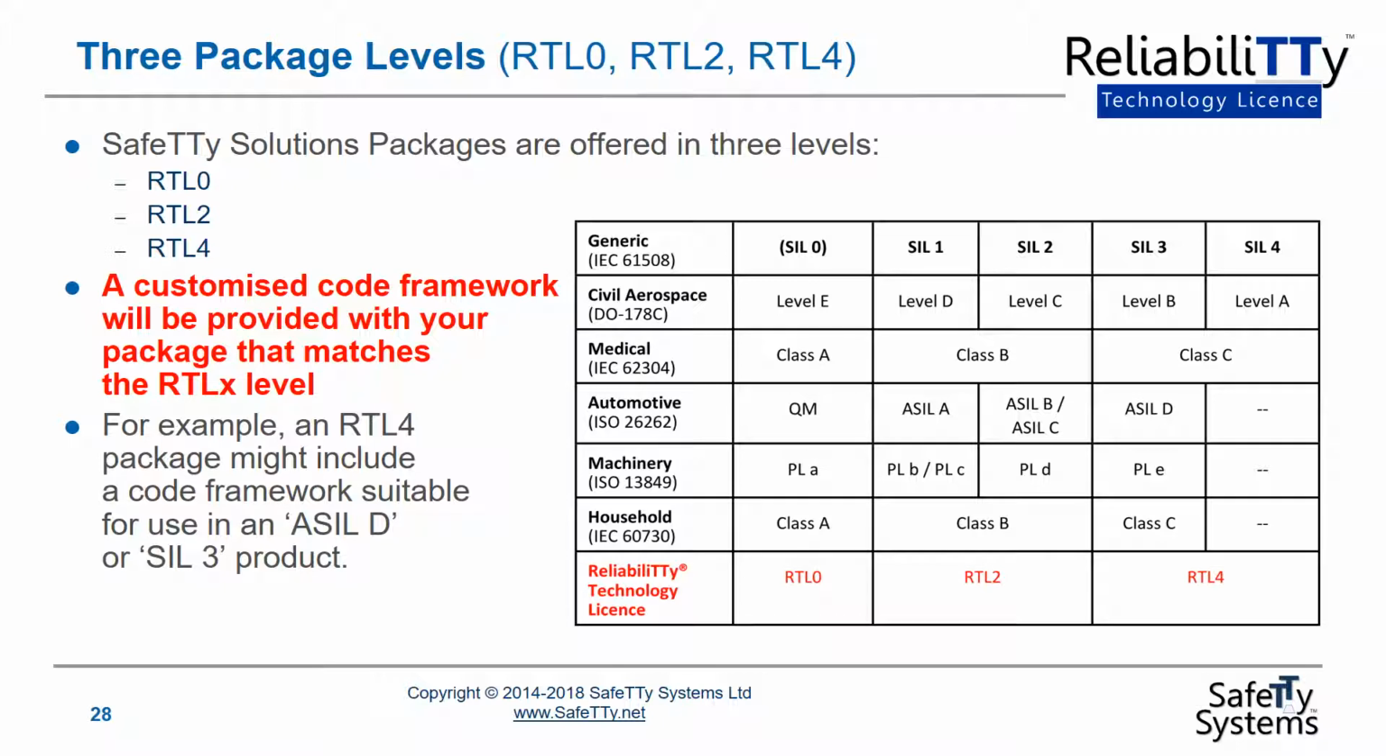Similarly, an RTL2 license might be used to create an ASO-B or a civil aerospace level C project. An RTL0 license might be used to create a Class A household appliance or an automotive appliance at QM level. So there are 3 basic levels provided. The main distinction between the different package levels is the complexity and self-monitoring requirements of the code package that we provide to you as part of your purchase.